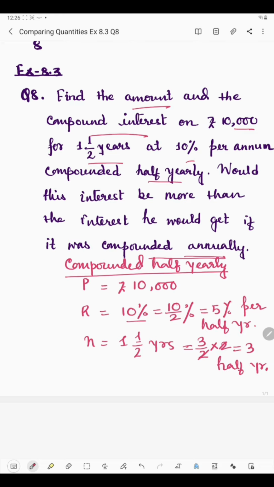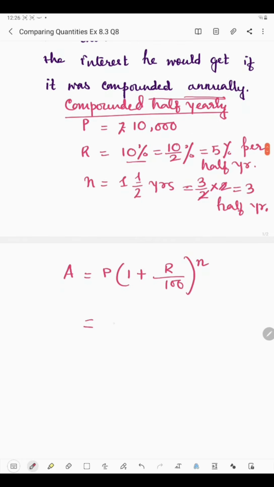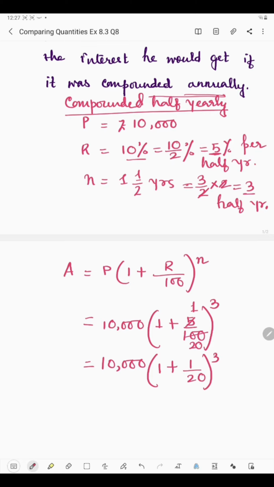Now amount is equal to P into 1 plus R by 100 to the power n. So P is 10,000 into 1 plus 5, 5 is the rate of interest, so 5 by 100 to the power n. N is 3 here. Now 10,000 into 1 plus, we'll convert 5 by 100 to the reduced form. So 5 ones are 5, 5 20s are 100. So it's 1 by 20 raised to the power 3.